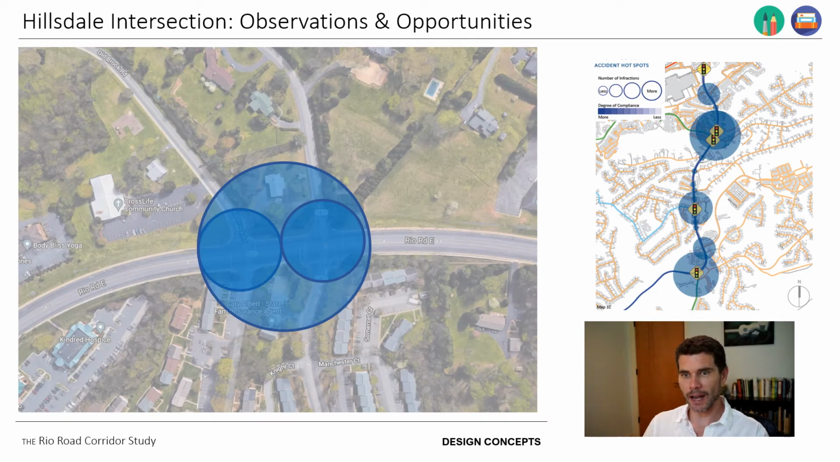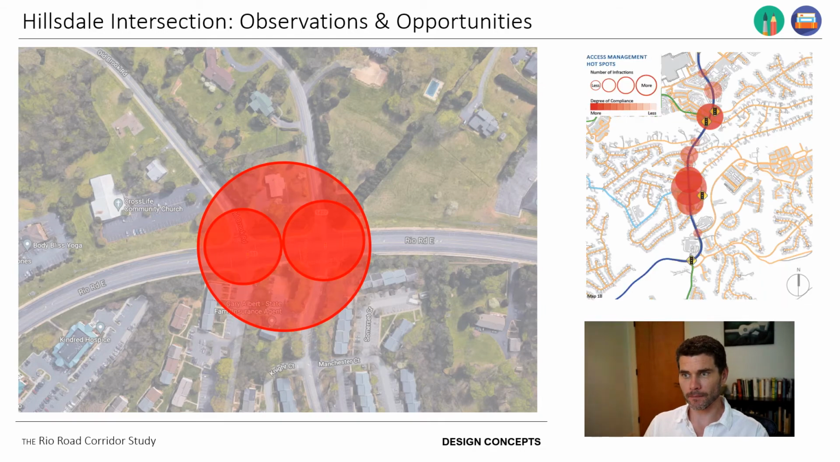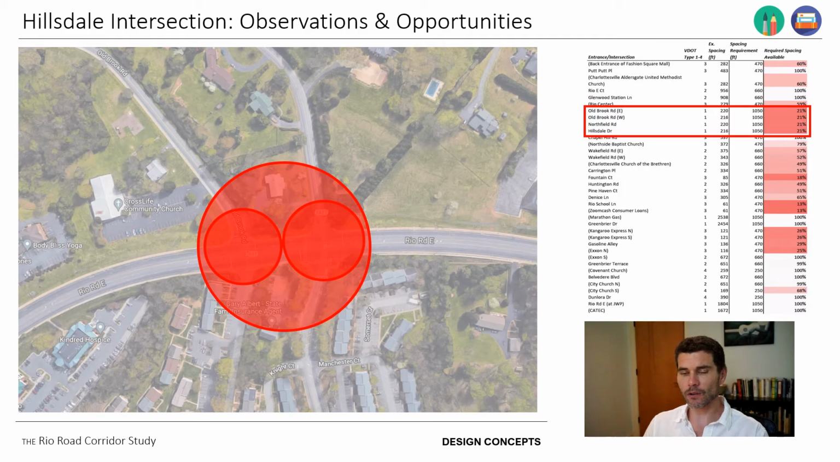Returning to accidents, you can see here that at these intersections we have over 60 accidents happening between 2013 and 2020. This is more than any other intersection on the corridor, so this is certainly of safety concern. Again, returning to access management, these intersections are so close to each other. They are about 20% of the spacing that would be required by VDOT.